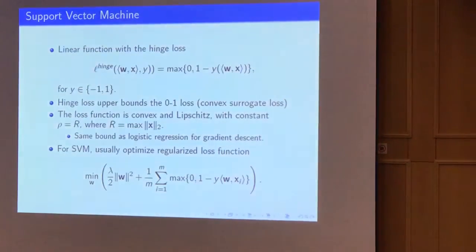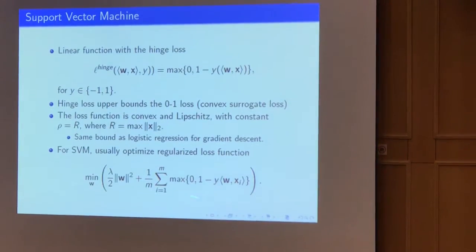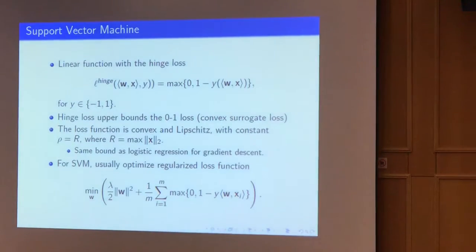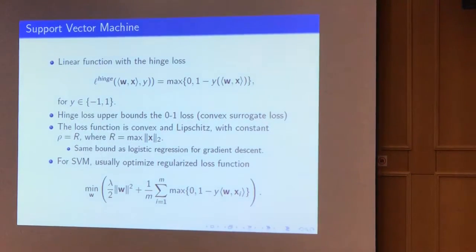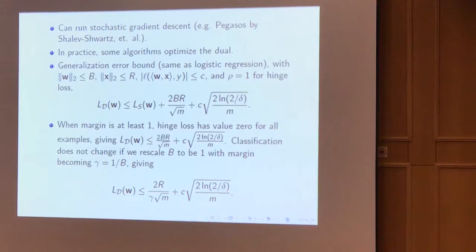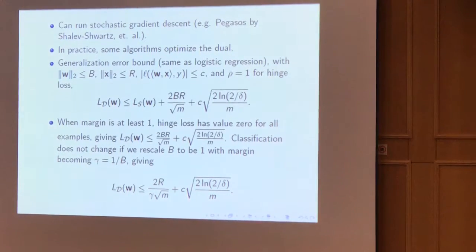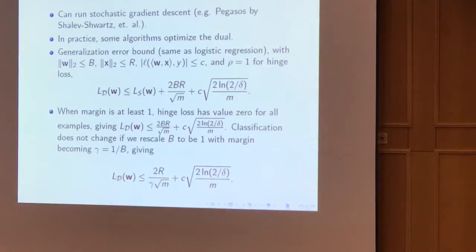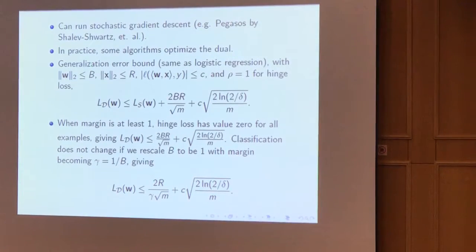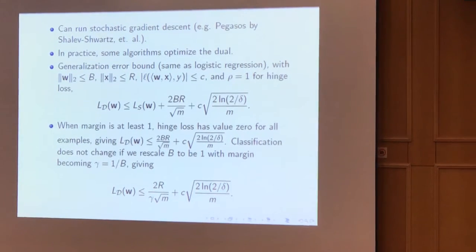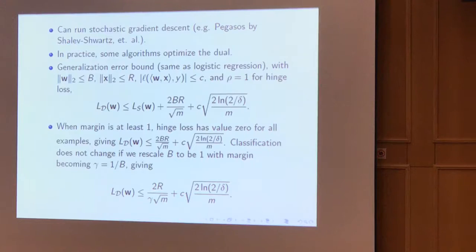For SVM, we usually minimize this because we want to regularize. Often we use stochastic gradient descent in practice. One well-known algorithm is Pegasos, which is essentially just running stochastic gradient descent, by the textbook author, Shai Shalev-Shwartz. So that's one algorithm.